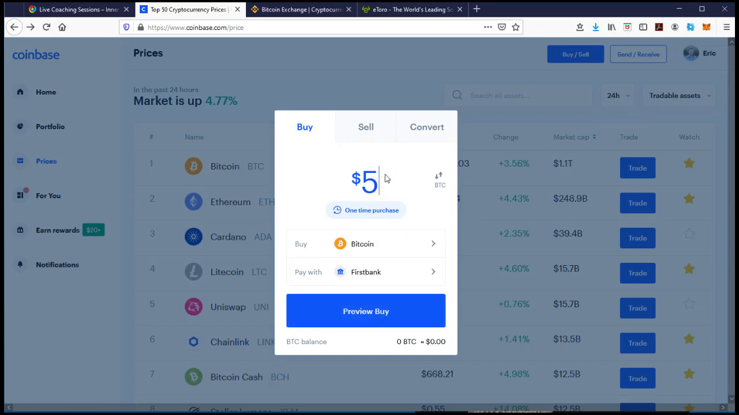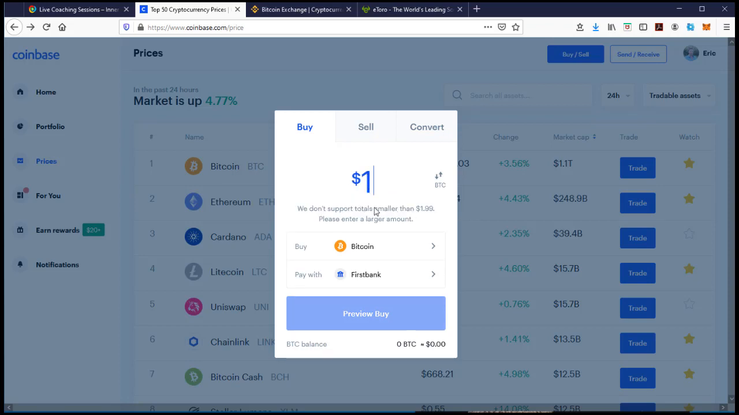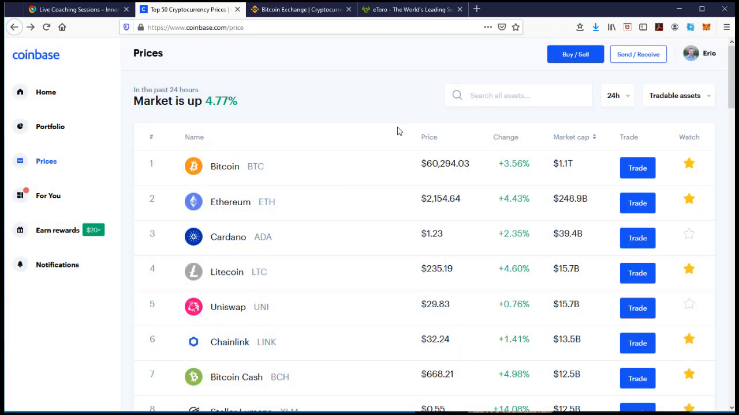Looks like you'd be allowed to buy $5 of Bitcoin. $1, I don't know. Yeah, we don't support totals smaller than $1.99. So apparently you can purchase as little as $1.99 of Bitcoin. That's a very small way to get involved. You can get involved for a very small price and begin playing with it, experimenting. And as I'll explain throughout this lesson, it is risky. It is high risk. It's volatile. We don't know what's going to happen to it. So while the potential return on investment is very high, you only want to trade what you can afford to lose.